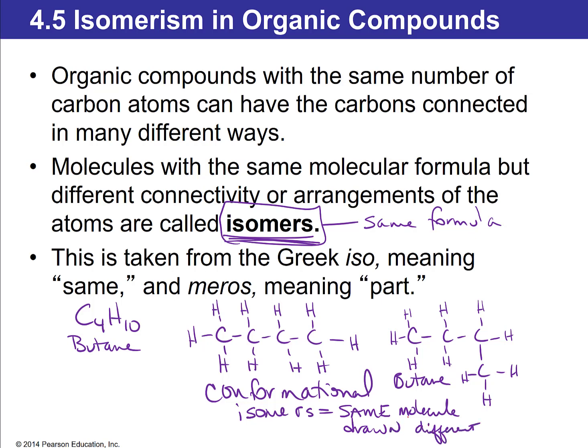And the trick with this is if you name them and it's the same name, it's a conformational isomer. So you could even see one drawn this way, straight up, straight down, straight up or straight across, but still 4 carbons, 10 hydrogens. So that's still 4 carbons in a row, it's still butane. It's butane, just looking at it in different ways. Same formula, same name, conformational isomers.